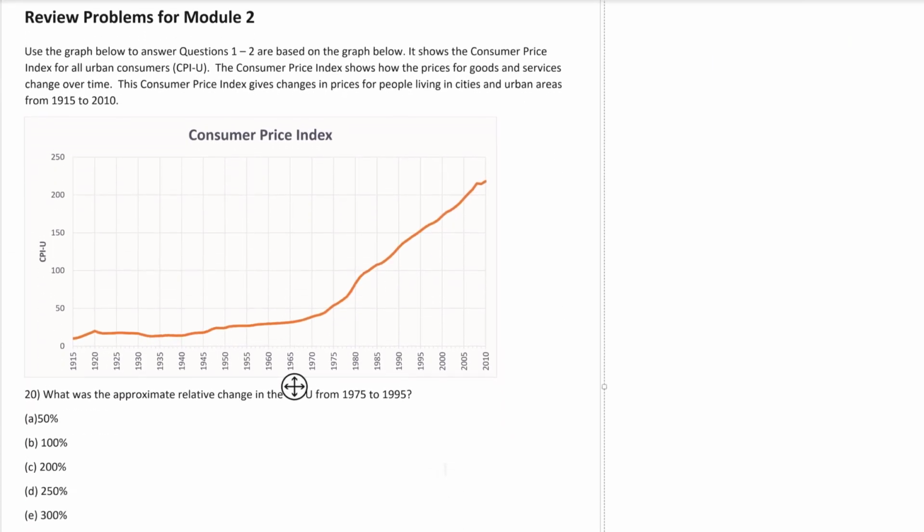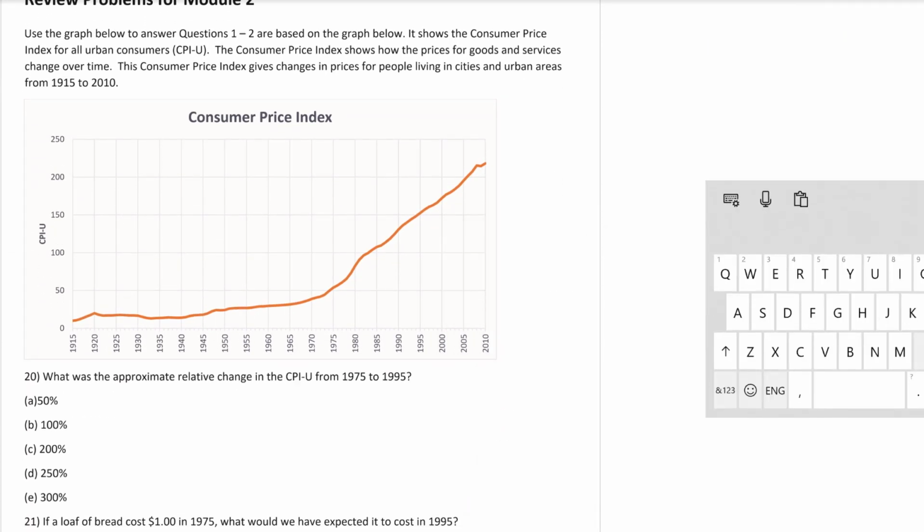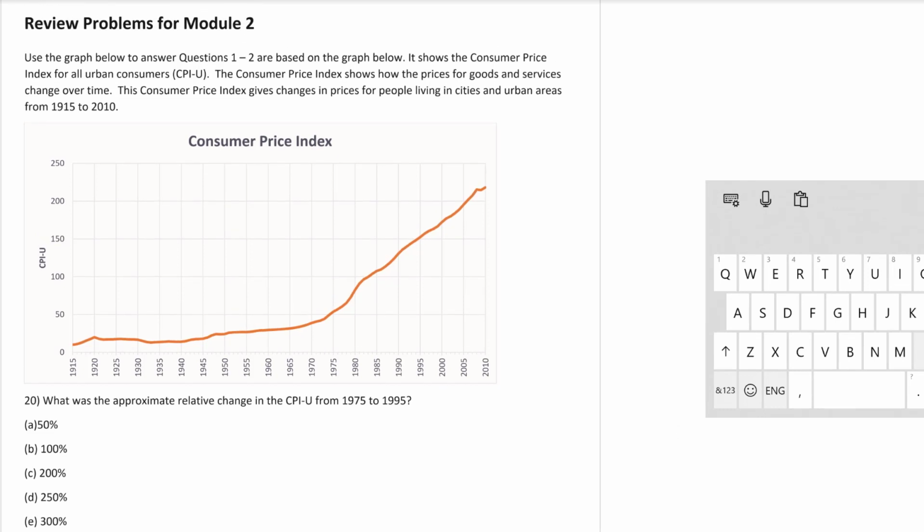Okay, let's look at the CPIU data. So the CPI measures the relative price of goods. The higher the CPIU, the more expensive, meaning that things cost more in a given period of time. And the value of the CPIU gives us a relative idea of how prices increase from year to year in terms of the buying power of the dollar.